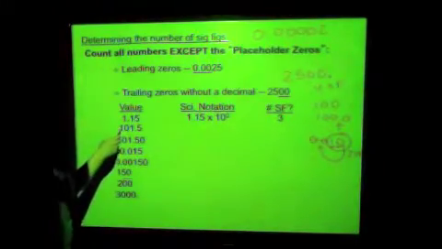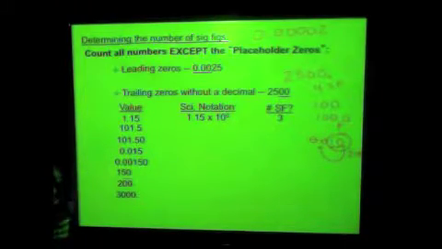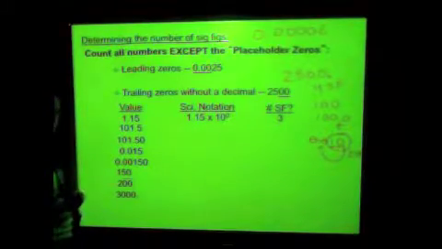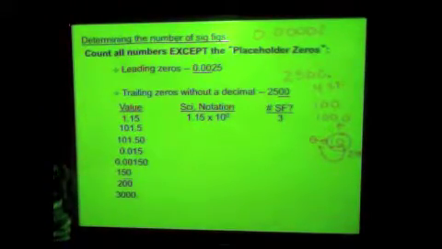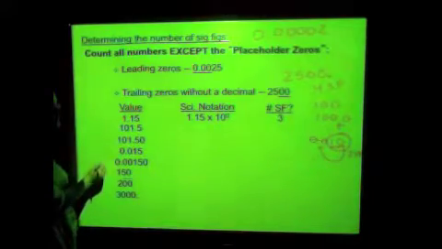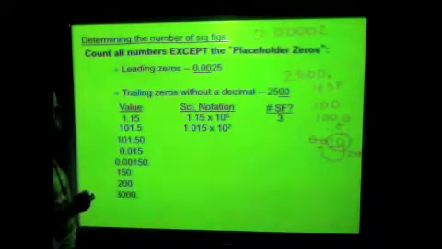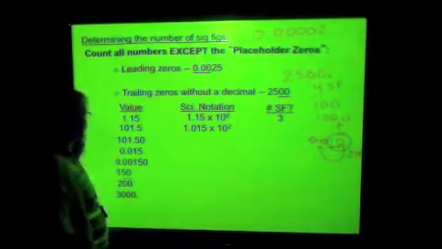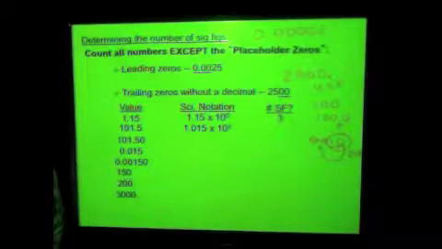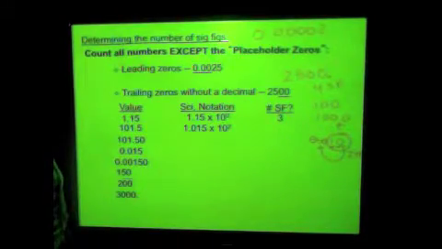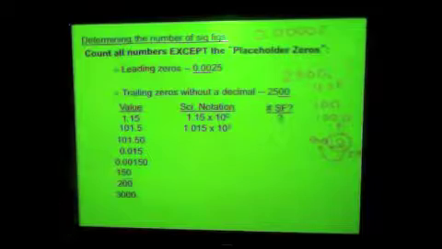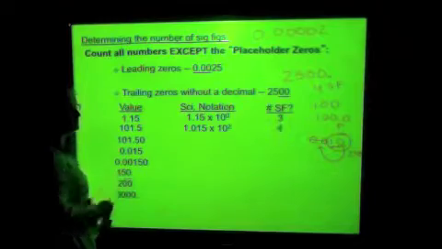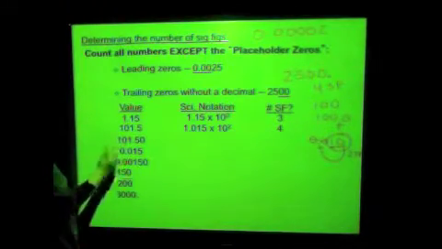Okay, next one. 101.5. Put in scientific notation. We need to move the decimal 2 times to the left. So the exponent is going to be times 10 to the positive 2 because this number is greater than 1. So for scientific notation, you get 1.015 times 10 to the second. Now, significant figures. The zeros in between, they always count. It's only the ones in the front and the back that you have to worry about. So for number of sig figs, it's going to be 1, 2, 3, 4. 4 sig figs.